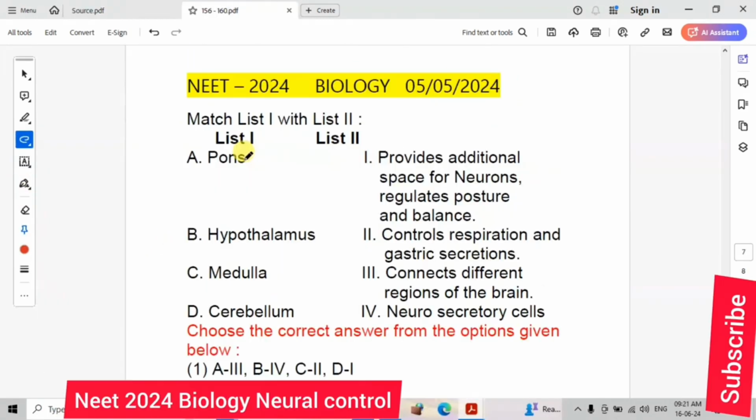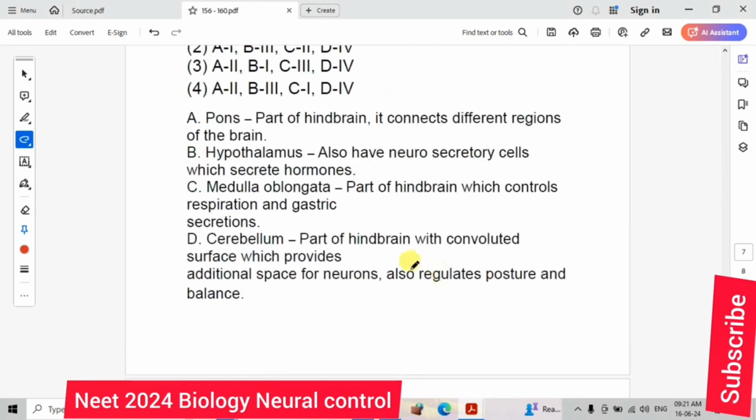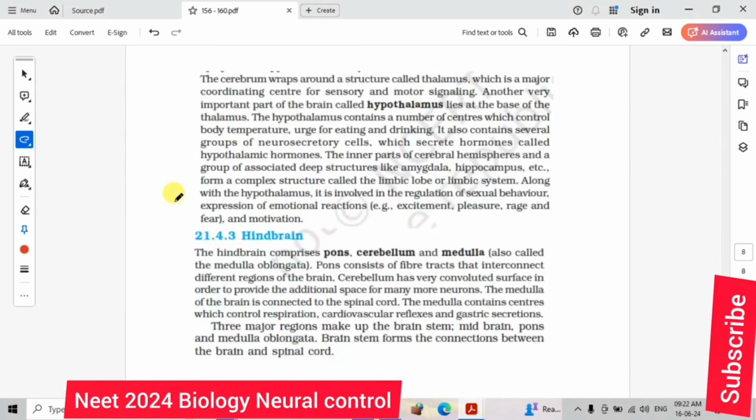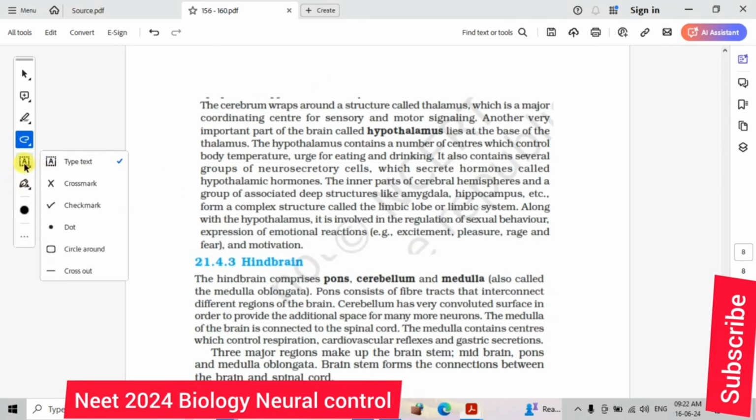Here is the example. Pons, it is 3, connects different regions of the brain. And next, B is hypothalamus, and it is 4, neurosecretory cells. And C, medulla, and it is 2, controls respiration and gastric secretions. And cerebellum is 1, provides additional space for neurons and regulates posture and balance. So option 1 is the answer. 3 4 2 1. And you can read the detailed explanation here in the NCERT. And the question is from the chapter known as neural control. Thank you.